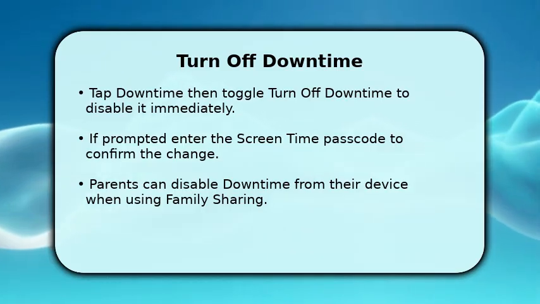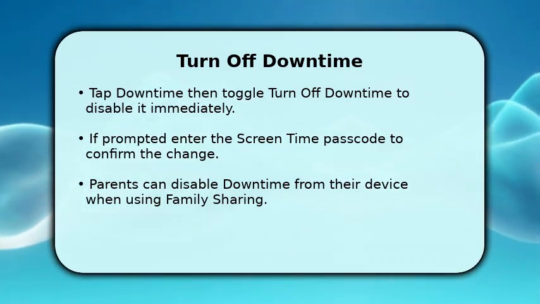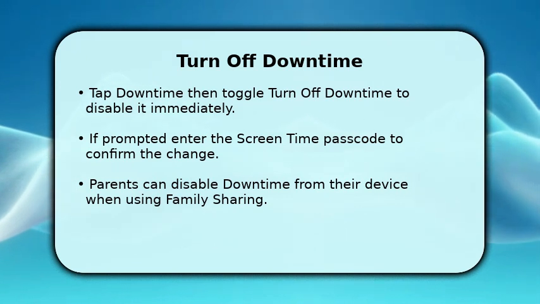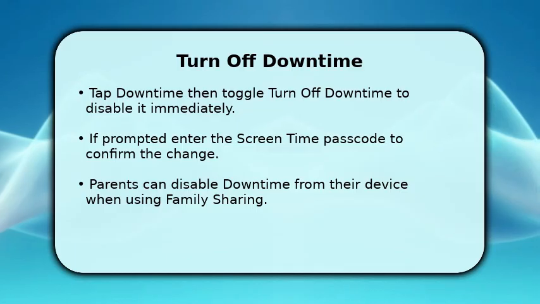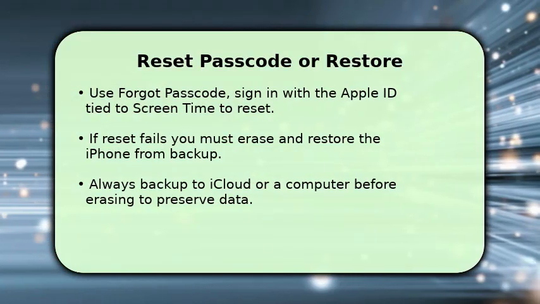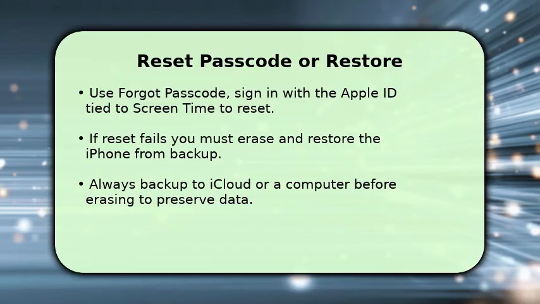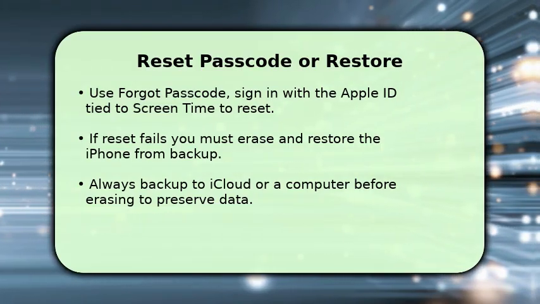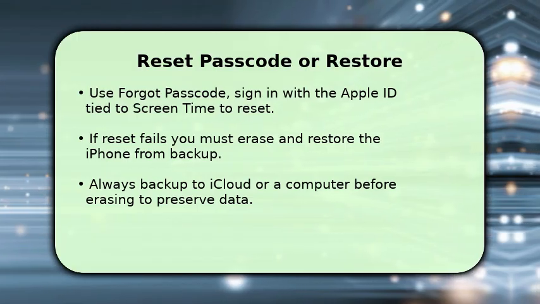After turning off downtime, apps and notifications return to normal access immediately. Restart the iPhone if settings do not update after toggling downtime off. Use Forgot Passcode. Sign in with the Apple ID tied to Screen Time to reset. Follow on-screen steps to create a new Screen Time passcode after verification.